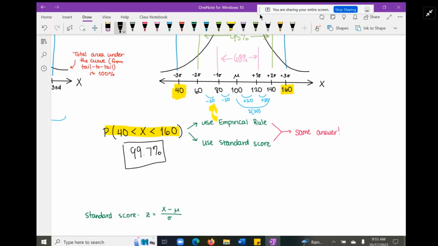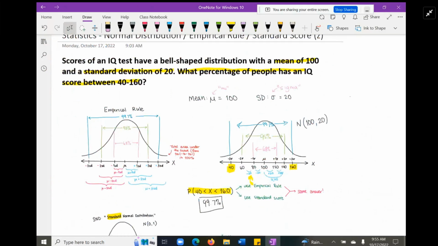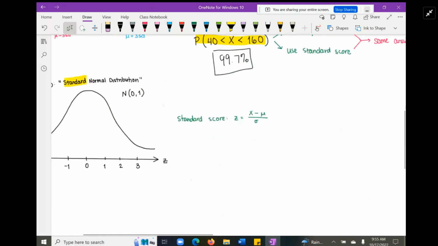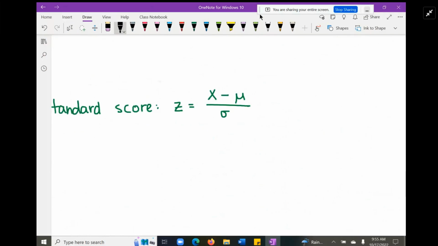So the empirical rule can be quick and easy like that when you are just simply dealing with in between, okay? And because these two values were equally distant from the mean, exactly 3 standard deviations from the mean, we can just use the empirical rule, right? But let's say you wanted to use the standard score. So you would use this formula right here.